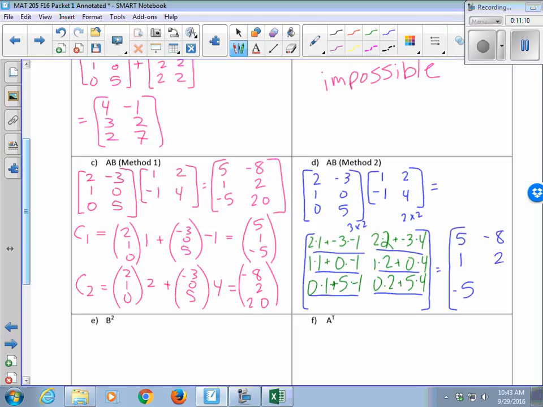2, 20. So you can just pick your favorite method. I guess neither of these is better than the other. Questions on any of the steps in there?